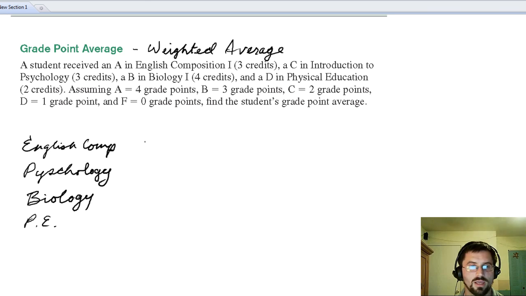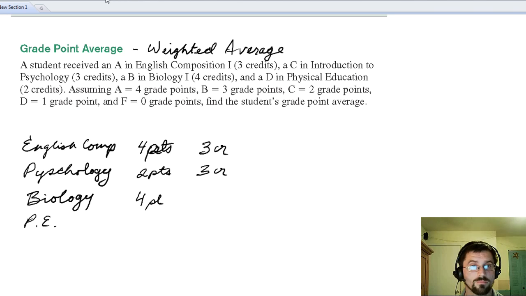English Comp is a 3-credit class. In it, it says they got an A, which is good because that's worth 4 points, or, sorry, 4 quality points. And this is a 3-credit hour class. In Intro to Psych, they got a C, which is unfortunately only worth 2 points for that 3-credit class, so 2 points per credit. Biology has a lab. It's normally worth 4 credits, not 4 points.